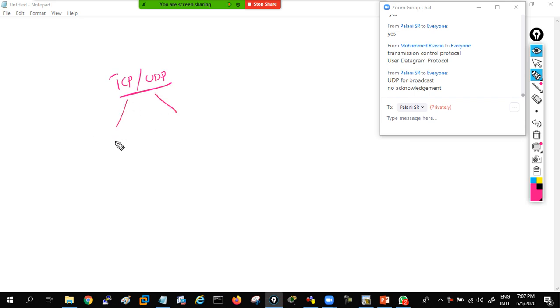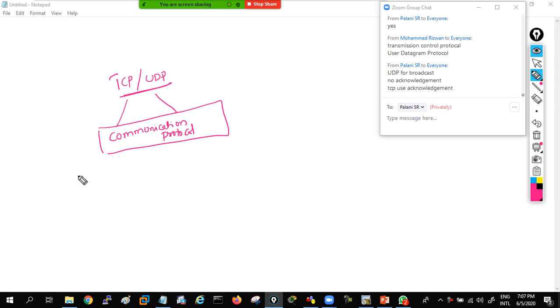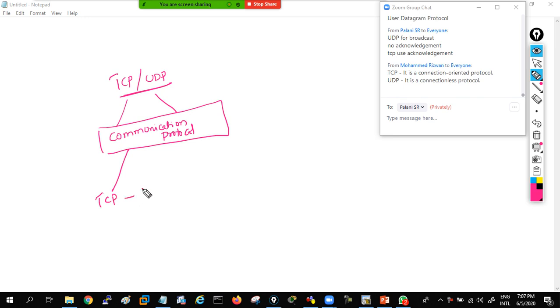Guys, these two are communication protocols. If you want to communicate in your network, you can use either TCP or UDP. But the major difference is TCP is a reliable protocol. UDP is an unreliable protocol.